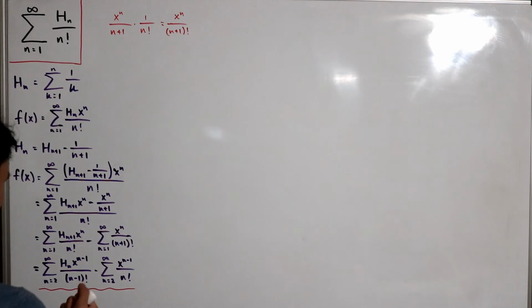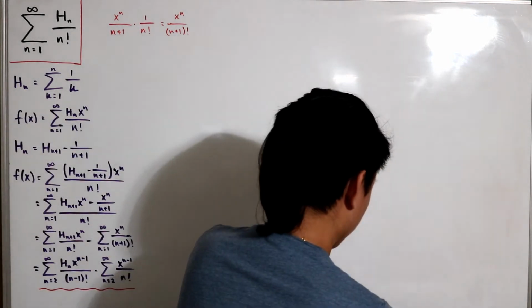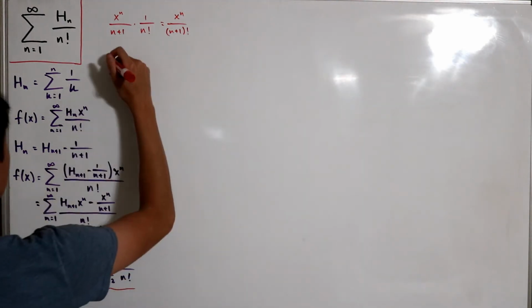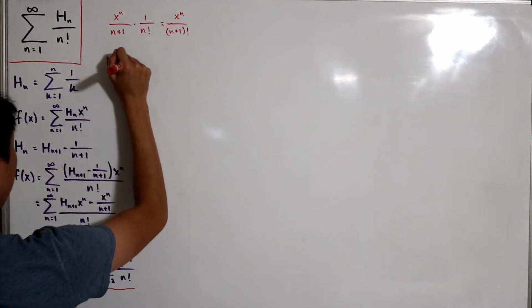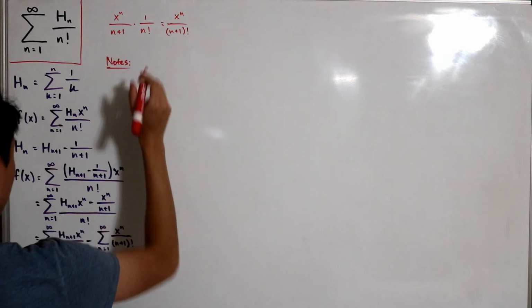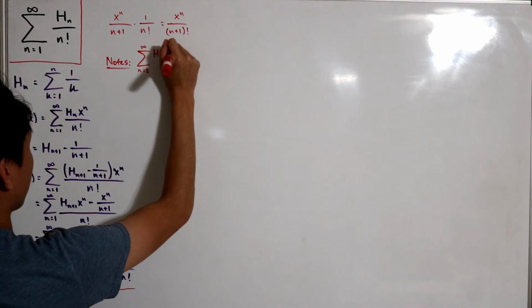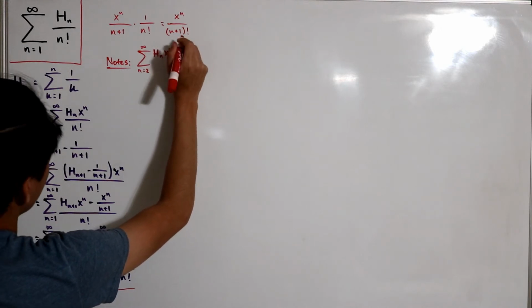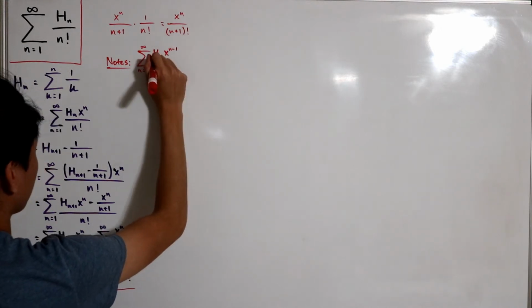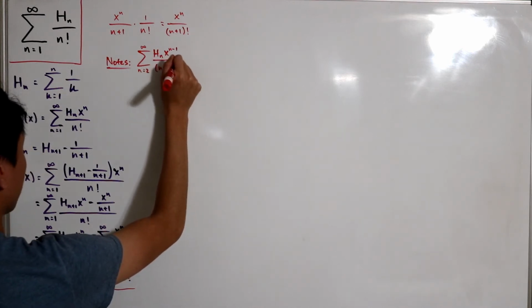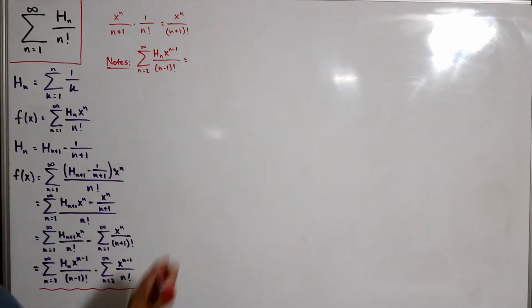So the first one, let's actually write this with red this time. So here are the following notes that we can analyze here. So the first one, h sub n times x to the power n minus 1, then divided by n minus 1 factorial, right?